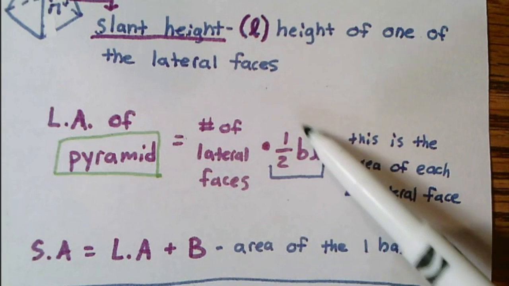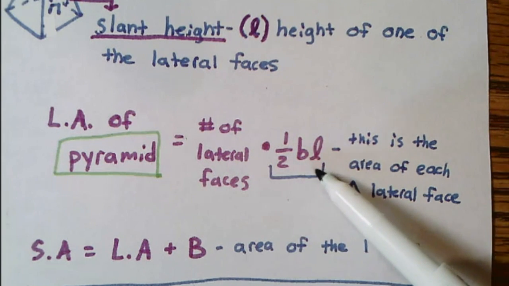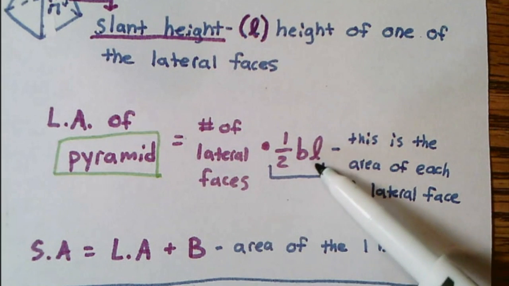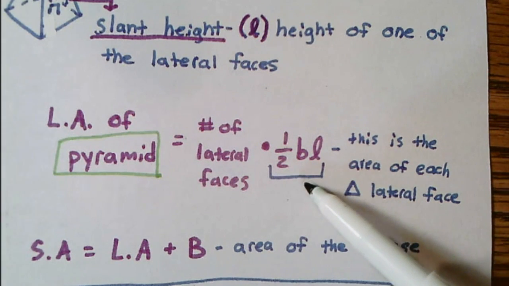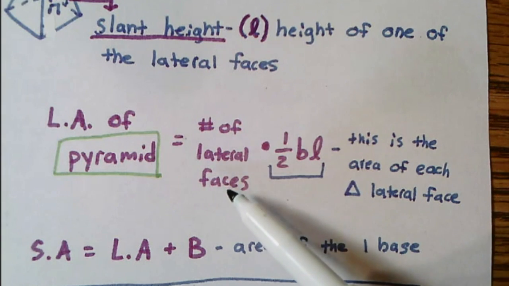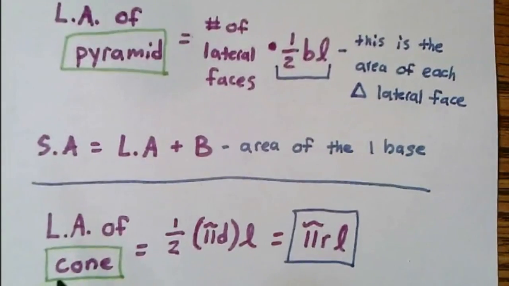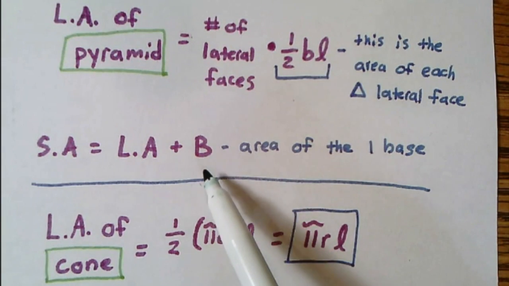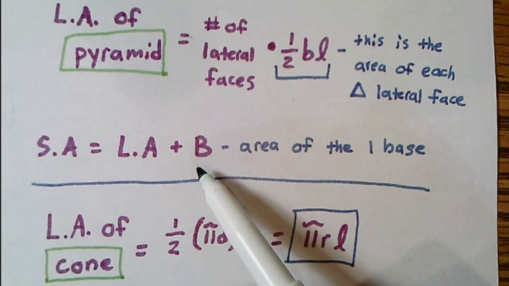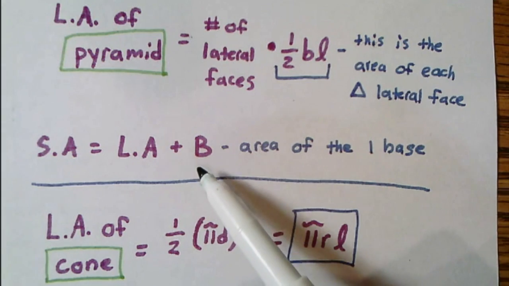So it's the area of one lateral face, which is 1/2 the base times the length. This length really represents the height, so base times height, just like you know how to find the area of a triangle. Then we multiply that times the number of lateral faces there are. Once you know the LA, you need to add it to the area of the one base. With prisms, there were 2 bases, which is why it was 2B. With a cone or a pyramid, there's only 1 base, so it'll just be plus B.